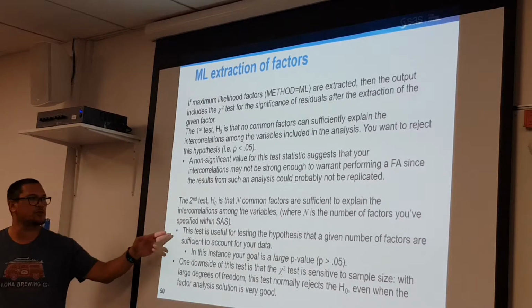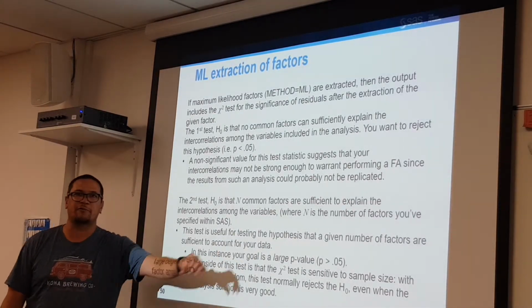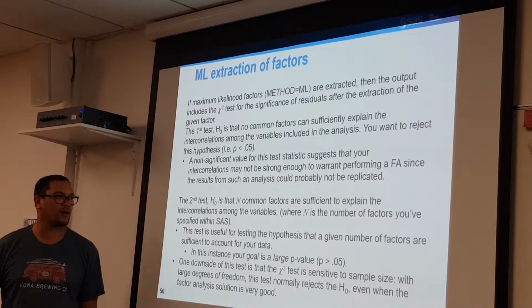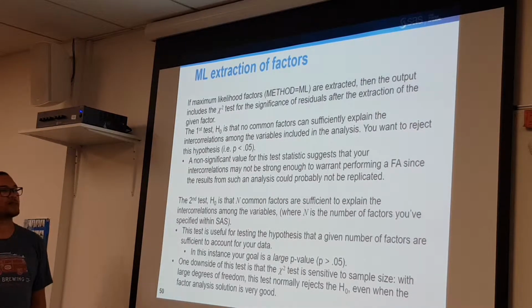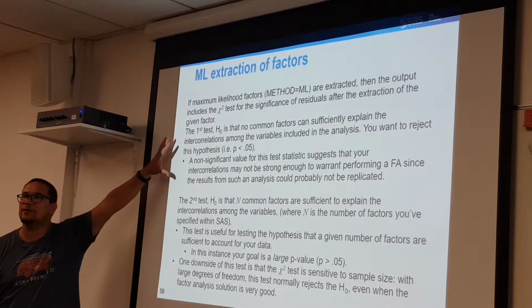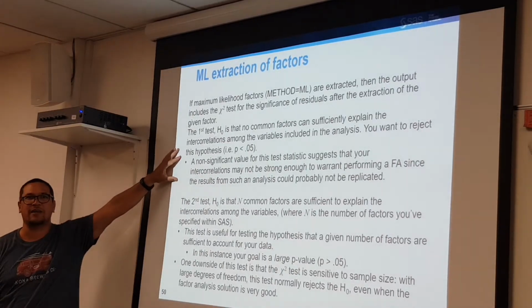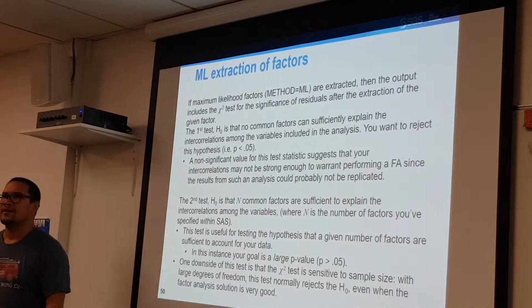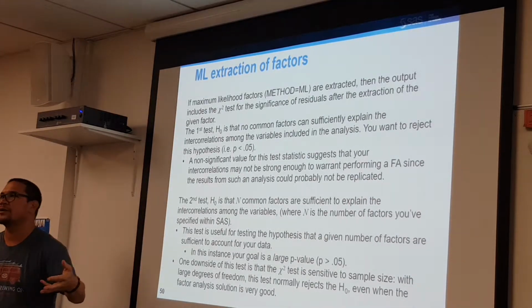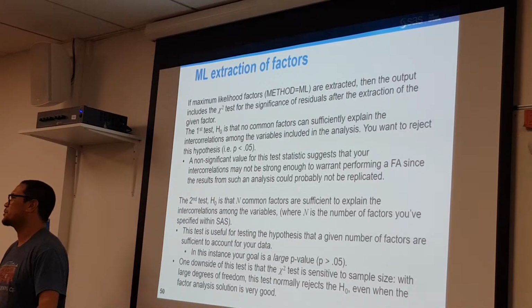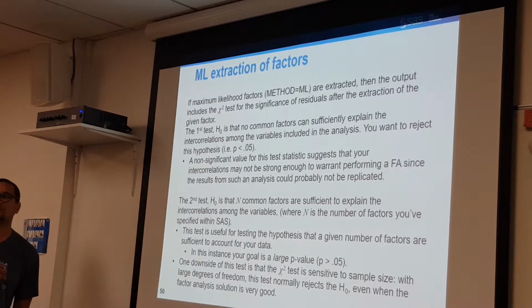So this would be useful for testing the hypothesis that the chosen number of factors is actually sufficiently describing your data. Here you would want to not reject your null hypothesis, so you want to get a large p-value. The problem is that this test is really sensitive. The maximum likelihood method works well with a lot of data. You need a lot of data to estimate all these parameters well under maximum likelihood estimation. But if you've got a lot of data, this particular significance test is overpowered and it will pretty much always reject the null. So it's not a very useful test. You'll find this out anyway. So that doesn't really help us.